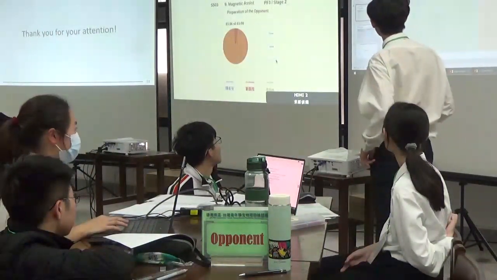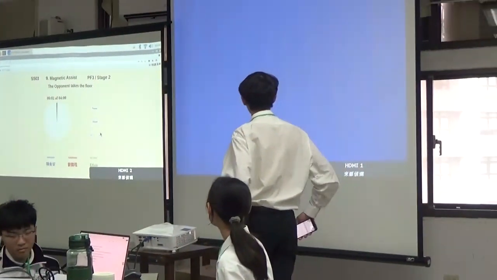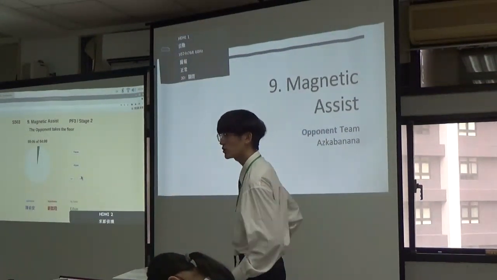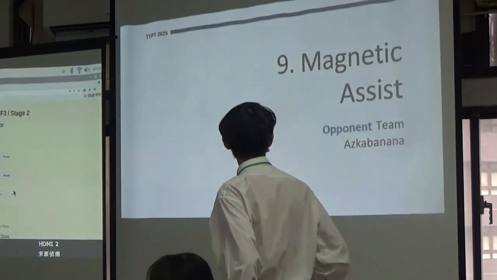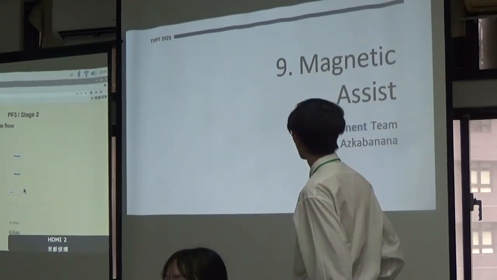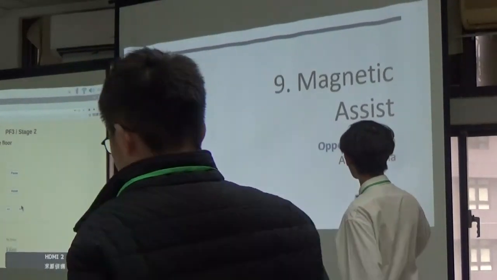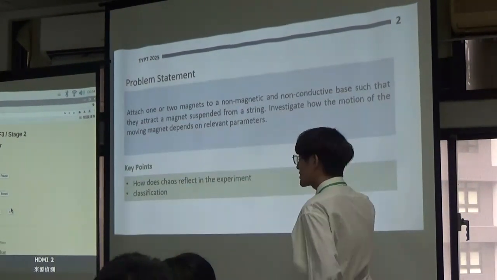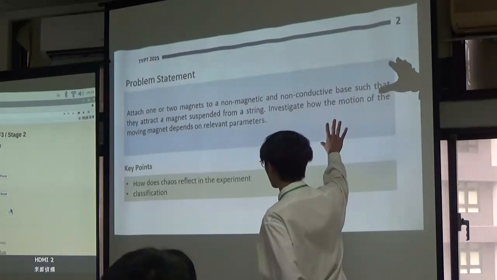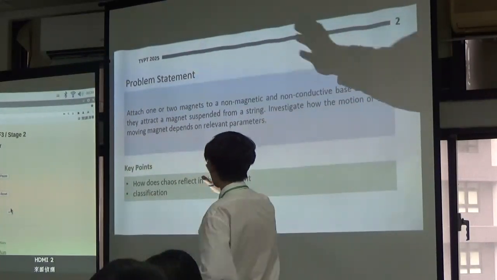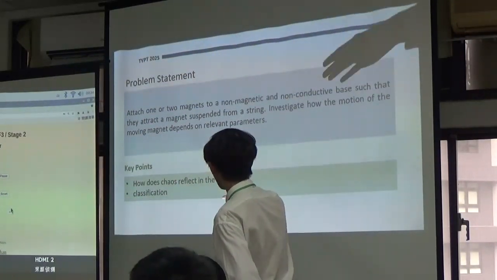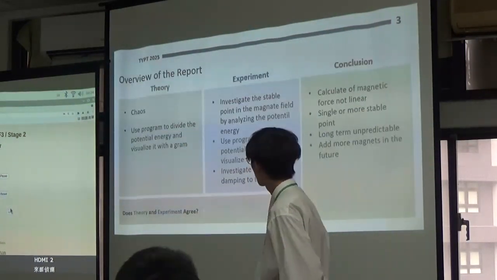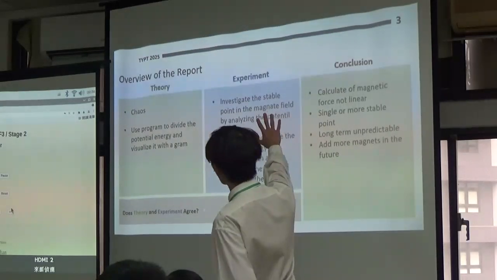Please take the floor. Greetings, honorable judge and participants. I'm going to give a rough introduction of the magnetic system from TYPT S503. Now the problem statement, just look at queries. And the reporter has said their key point is how scale is reflected in the experiment and classification of it. Now, this is an overview of the report.